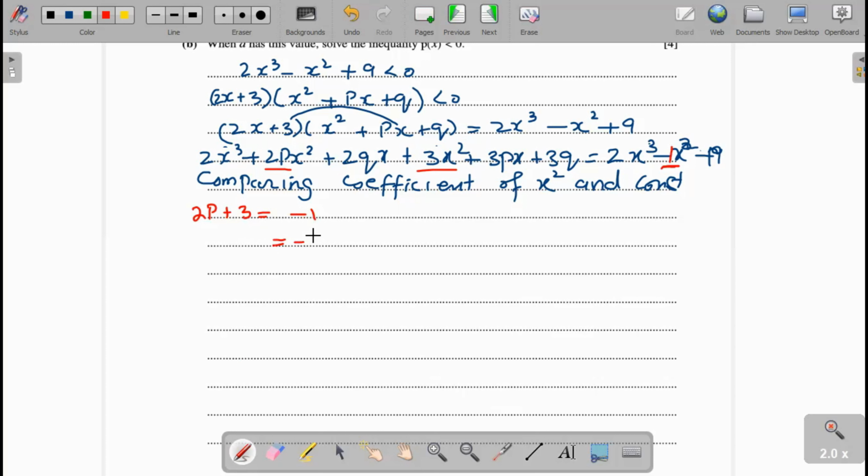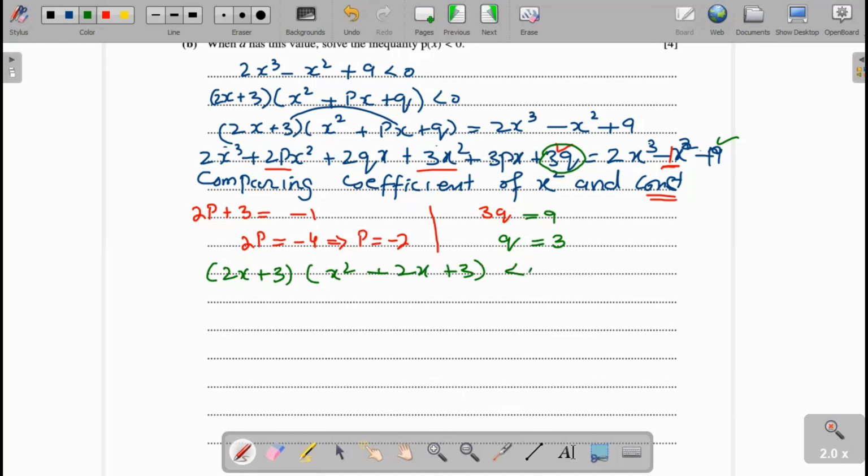Therefore, 2p equal to minus 4, then p will be equal to minus 2. Same as here, the constant: you see, the constant is 3q and here is 9. Therefore, we get q equal to 3. Now this expression will be 2x plus 3 into x squared plus minus 2x plus 3, that is less than 0.